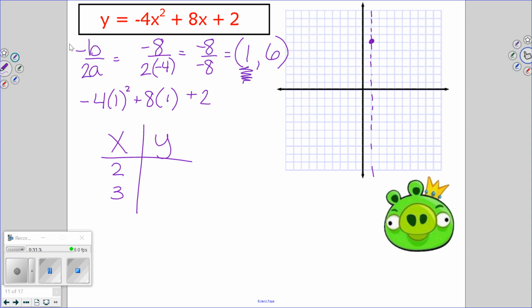Okay, so again, if I'm plugging in a 2, negative 4 times 2 squared plus 8 times 2 plus 2. Do you have to show me this work? No. But I found if I don't write it down, I get those kids going, where did that come from? So that's why I write it, just so you can't ask me that question. What did we get? 2. All right, so plot 2, 2. How many spaces from my fold line is it? So I have to go 1 space on the other side.